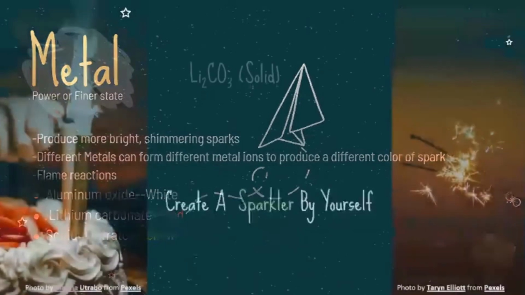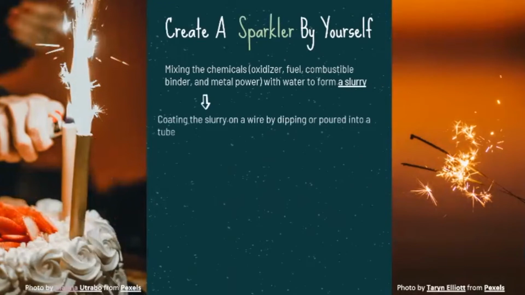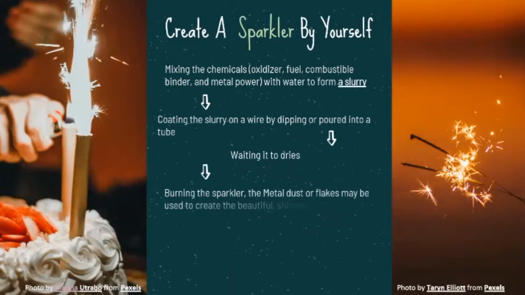Now, you know all the parts of sparklers, and let us combine them to create the sparklers. First, mixing the chemicals, which include oxidizer, fuel, combustible binder, and metal powder, with water to form a slurry that can be coated on a wire by dipping or poured into a tube. Once the mixture dries, you have a sparkler.